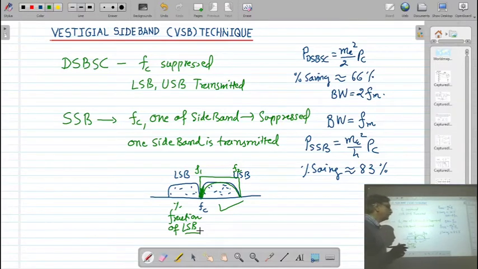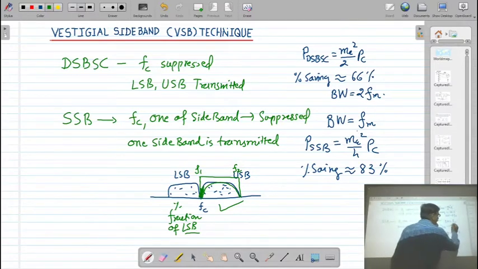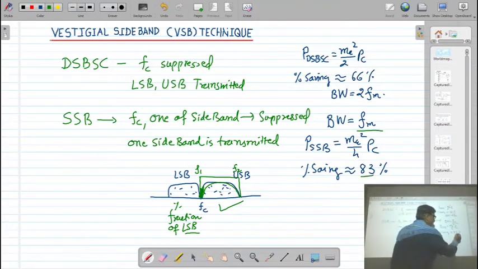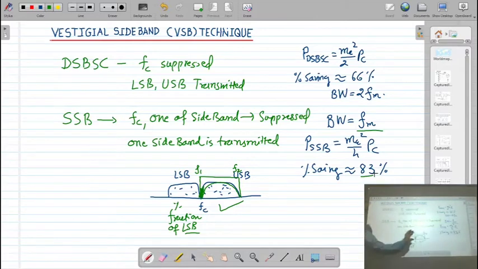No doubt in a vestigial sideband the bandwidth will be slightly higher than SSB, and the saving of power will be slightly less than 83%. But at the same time we have an advantage for designing of the circuit. Complexity of the filter circuit is going to be reduced. So let us see what the vestigial sideband technique is.